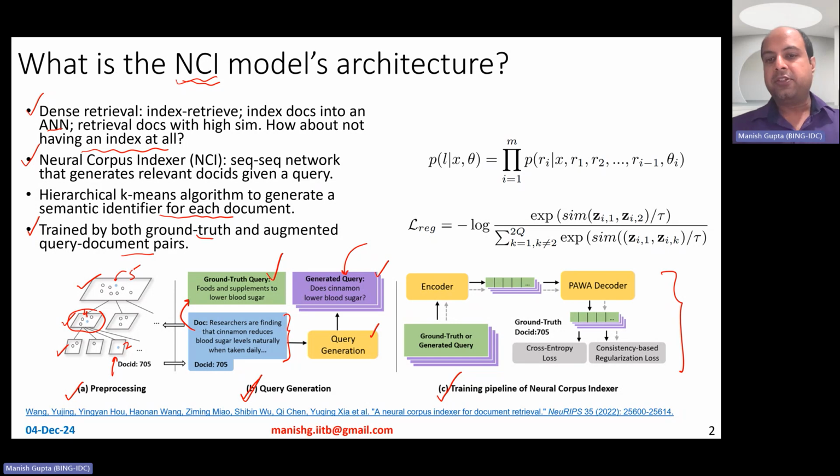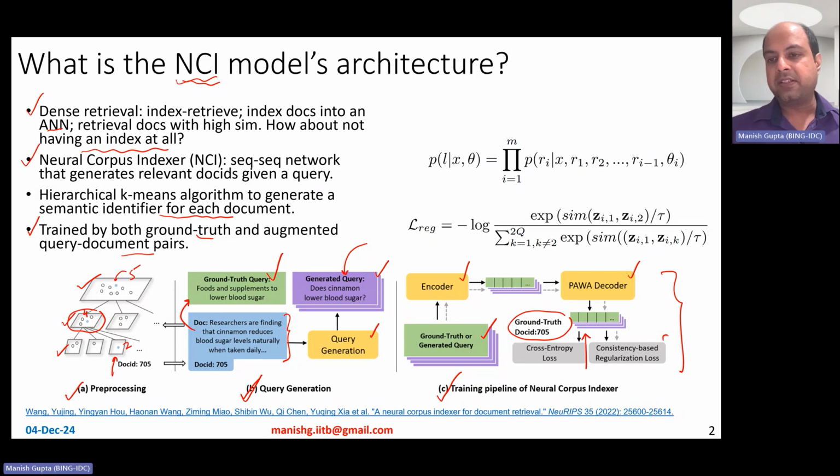So as you see, the NCI model is trained as follows. You have generated or ground truth queries. You pass them to the encoder, and then to the decoder, and then the decoder hopefully generates the ground truth document ID. If it doesn't generate the ground truth document ID, of course, you backpropagate the cross entropy loss. So that's that. Now, of course, there are other things to discuss.